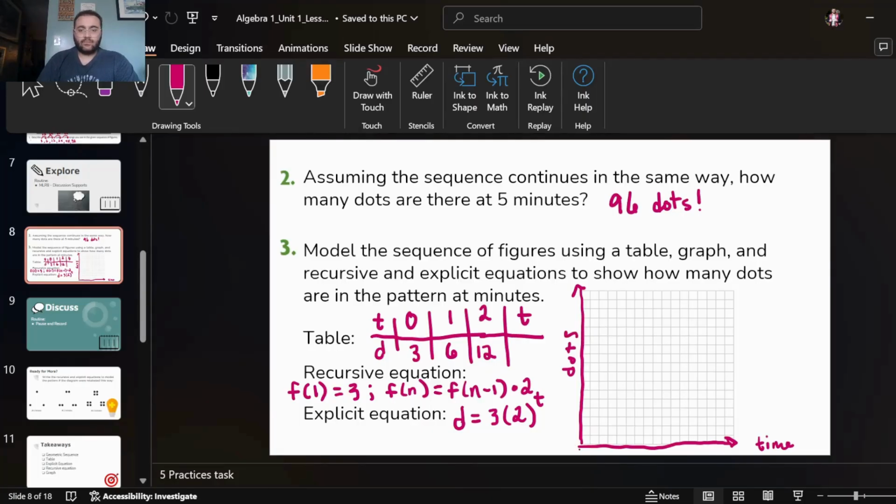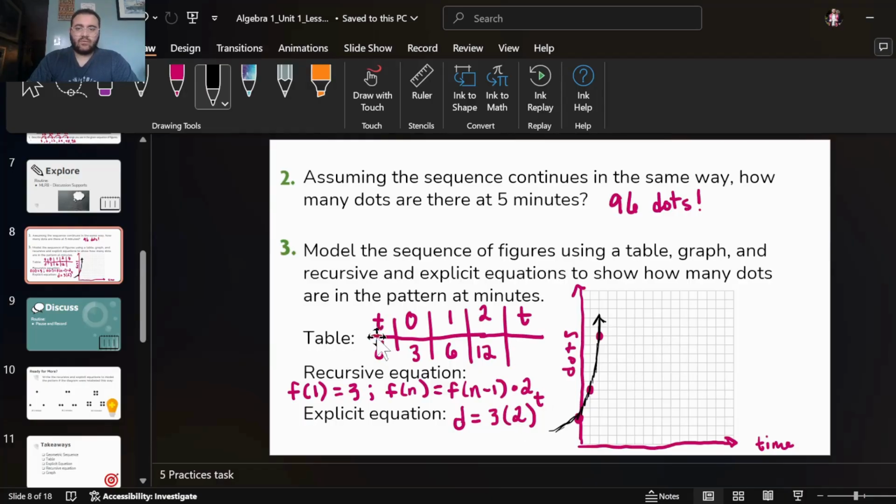Okay, so 0, 3, that's our first point. Then 1, 6, 2, 3, 4, 5, 6. Then 2, 12. That's 6, 7, 8, 9, 10, 11, 12. This is a little bit hard to see, but we will have this kind of growth here. We call this an exponential function, which we'll talk more about later.